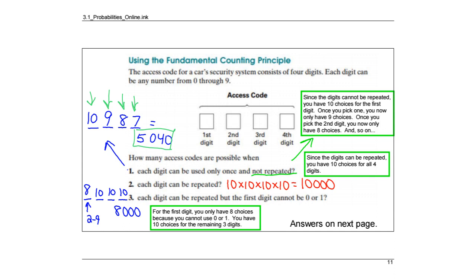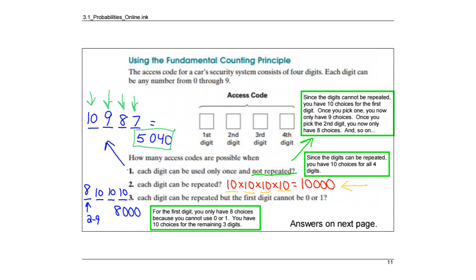Okay, the second one, we're going to allow you to repeat. So this time I have 10 choices all 4 times because I'm allowed to repeat. I mean, if I want, I could put 3333, right? That's a code. So if I multiply those together, this time, because we were allowed to repeat, I have 10,000 different choices of passwords or security codes.